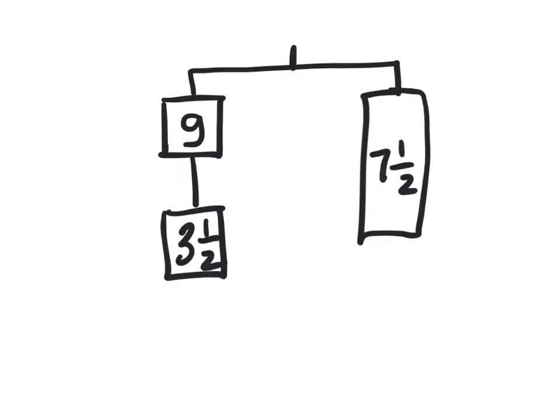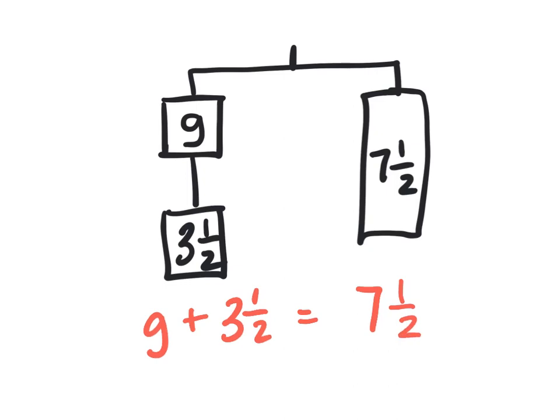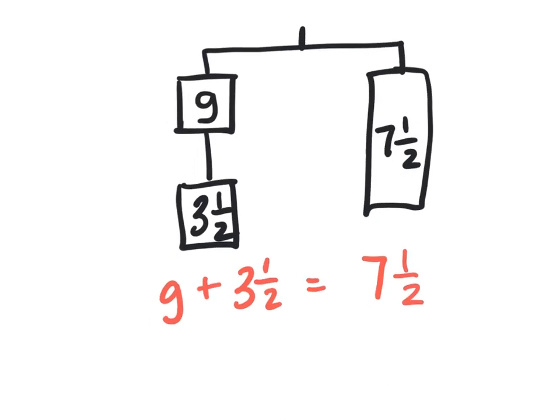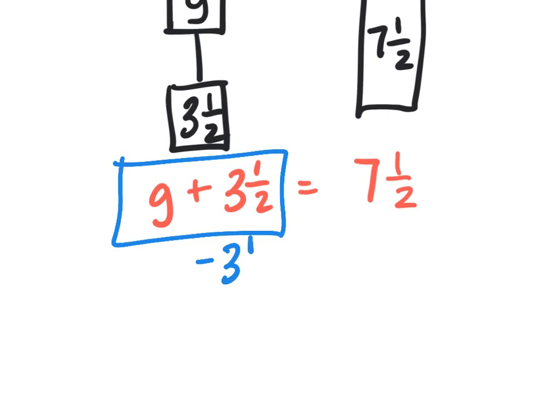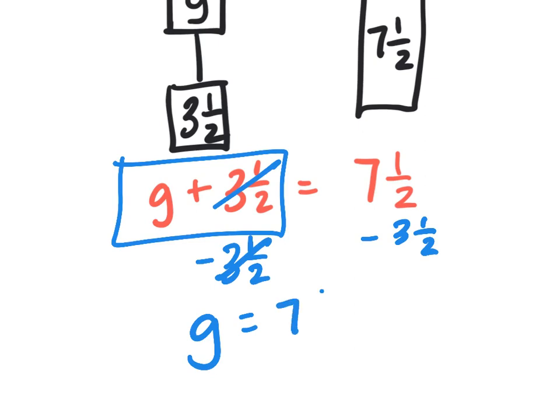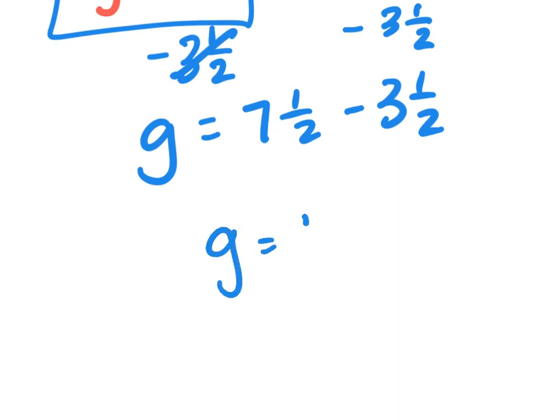And your last example, don't let fractions scare you. On this side I have a g plus 3.5 is equal to 7.5. Fractions are numbers too, not a big deal. I'm going to look and see, where is my variable? Here it is. What operation is being used? Addition. I'm going to use the inverse operation and subtract 3.5 from this side, which means I also have to subtract 3.5 from this side to keep my equation balanced. I'm left with g is equal to 7.5 minus 3.5. 7.5 minus 3.5 is equal to 4.